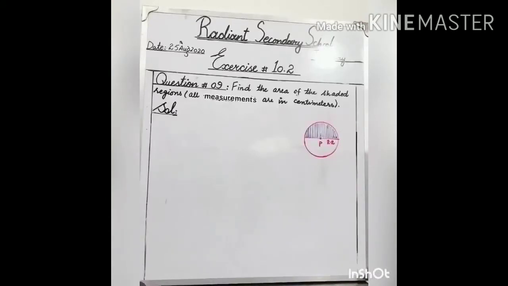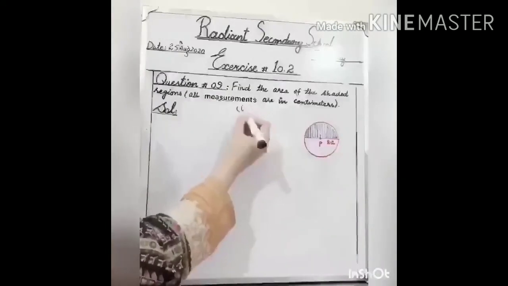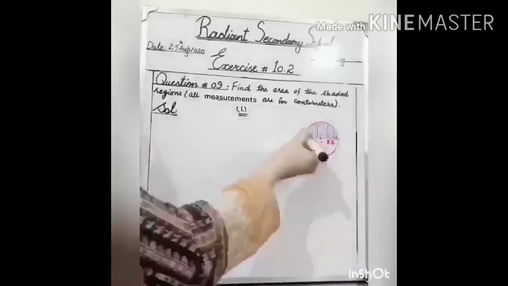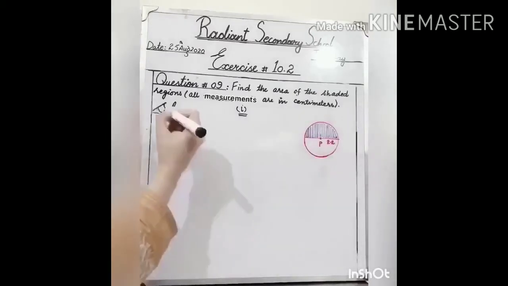As you all know, we are discussing exercise number 10.2 and today we are going to start question number 9. In question number 9, it says to find the area of the shaded regions. So, a figure is given to you. For example, in the first part, a circle is given and half of the circle, the semicircle, is shaded. So you have to find the area of this semicircle. So let's start our solution.